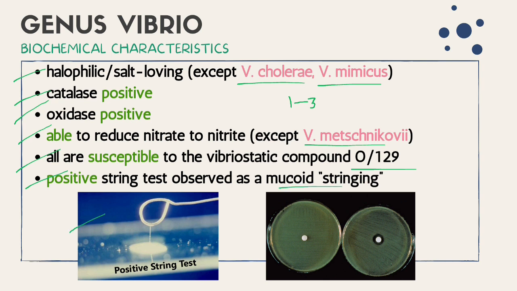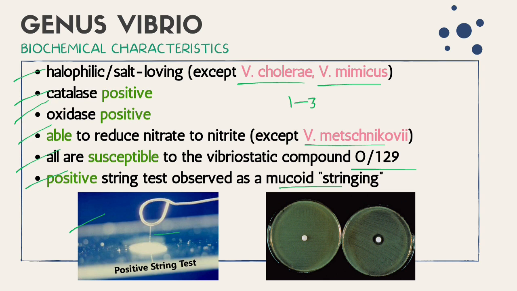So, this is it. I believe we have done this already. If not, I remember we did a string test. The positive string test is the stringing or mucoid stringing appearance after mixing the colony in a particular solution. So, later on, we will show you what that is.